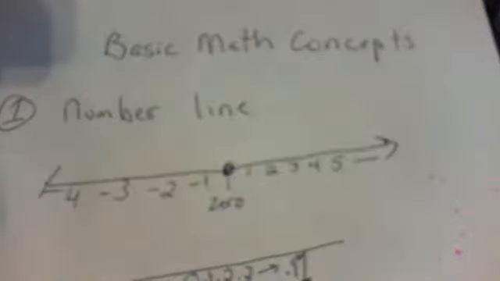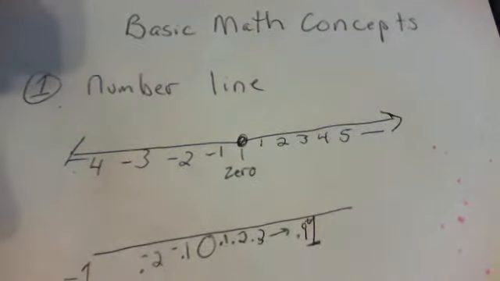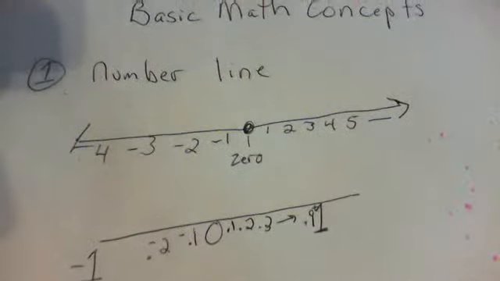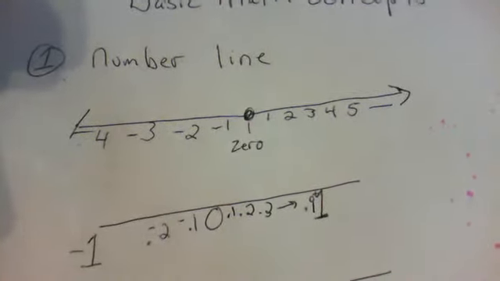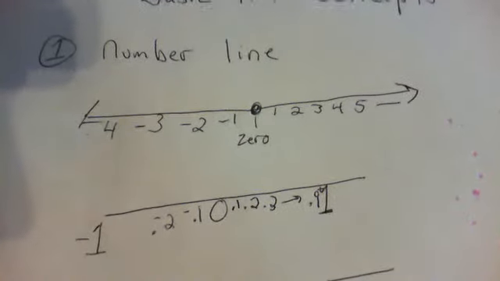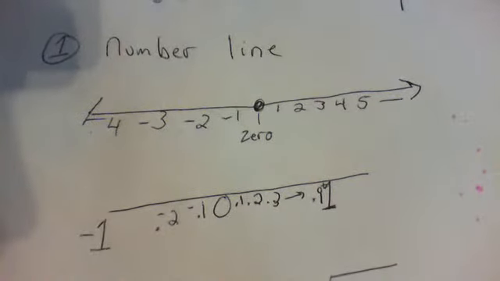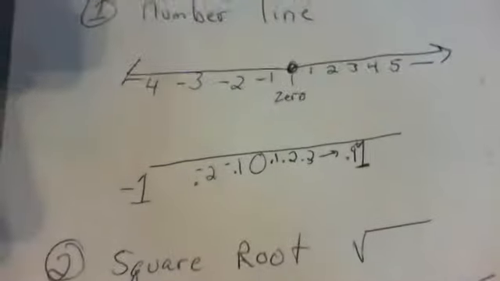Okay, let's begin with some basic math concepts. And let's look at this number line. Okay, we have a number line. We have 0 being the middle point. And from this middle point, you can go positive numbers like positive 1, 2, 3, 4, 5, all the way up to infinity. Keeps going forever.